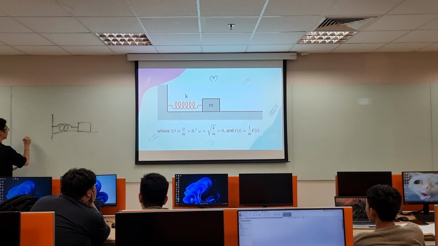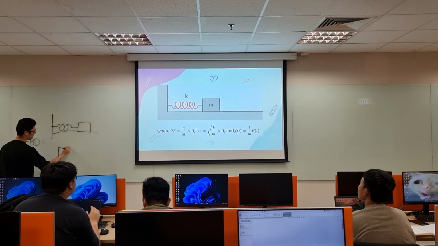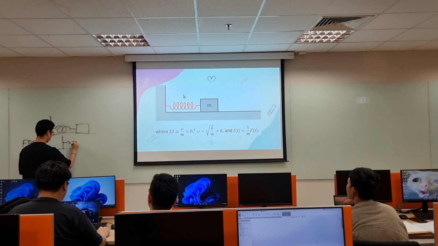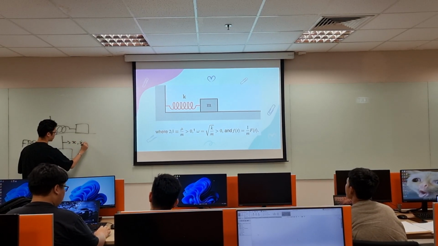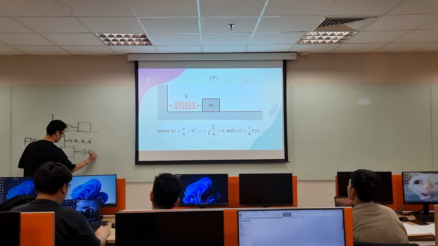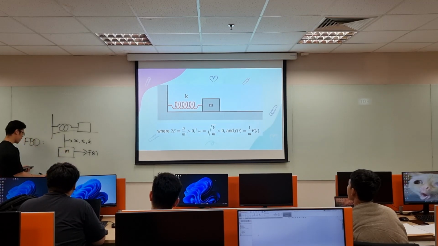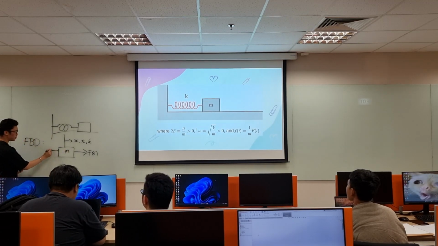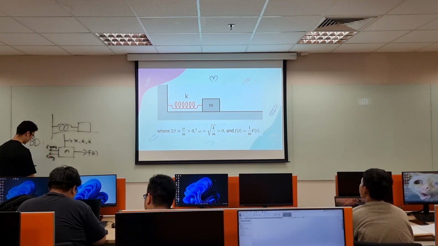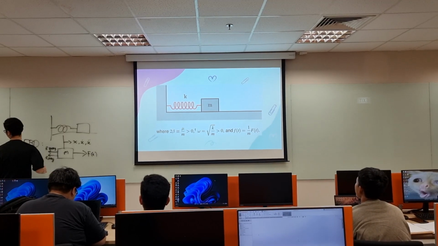we first draw the FBD. There will be the square, x dot, and x double dot. It's given for the F(t). This is the m. So there will be the F spring here, and the F drag.